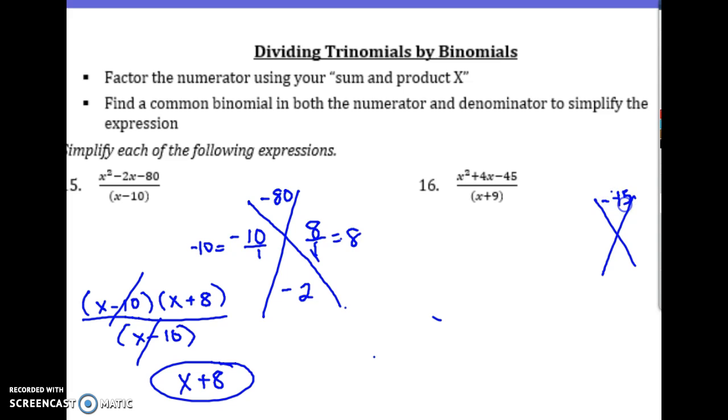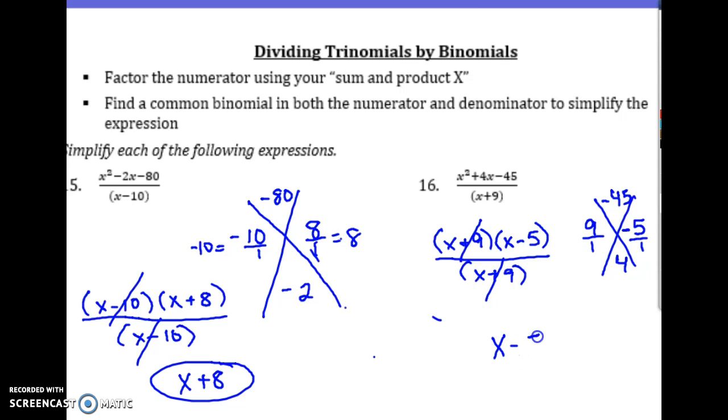And I've got a 4. Okay, so what two numbers can I multiply to get 45, and it's going to be negative 45, and I want it to add up to 4? A 9 and a 5, so it's 9 and negative 5. And I divide by my leading coefficient, which is 1. So I end up with x plus 9 times x minus 5, and I'm dividing it by x plus 9. Okay, so in this case, the x plus 9's cancel out, and my answer is x minus 5.